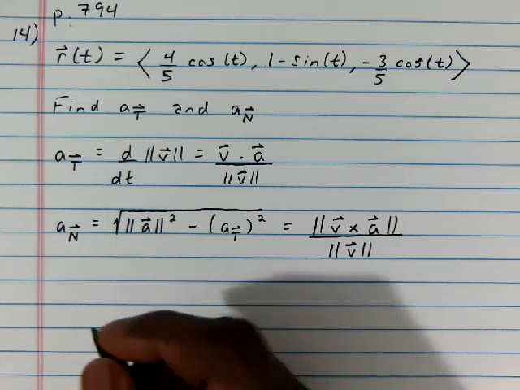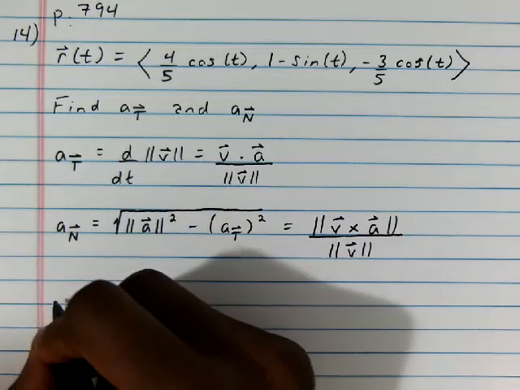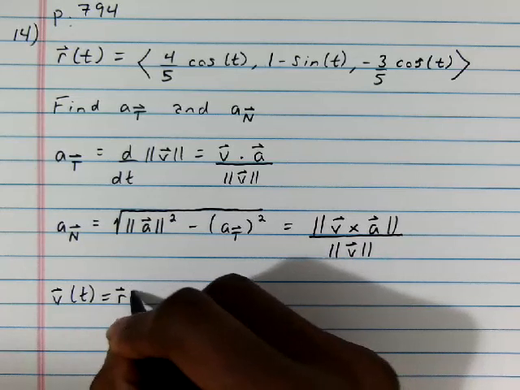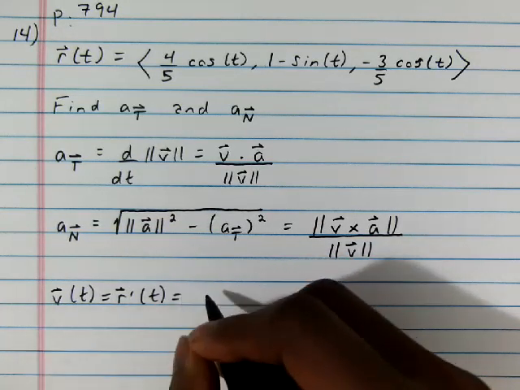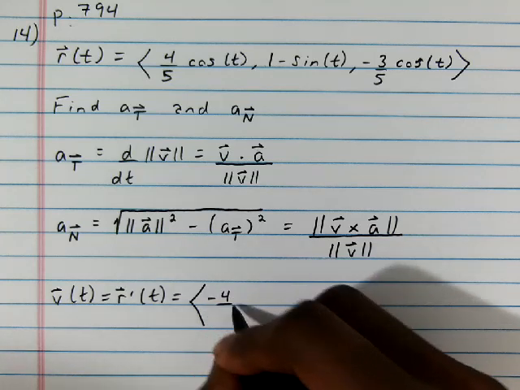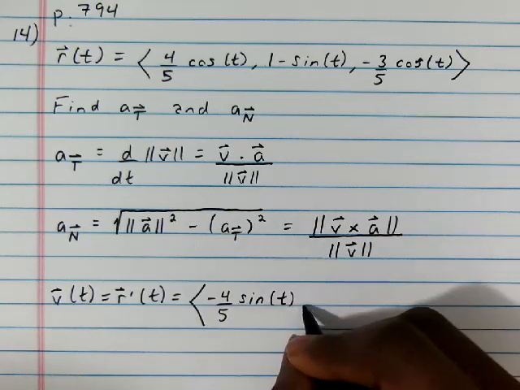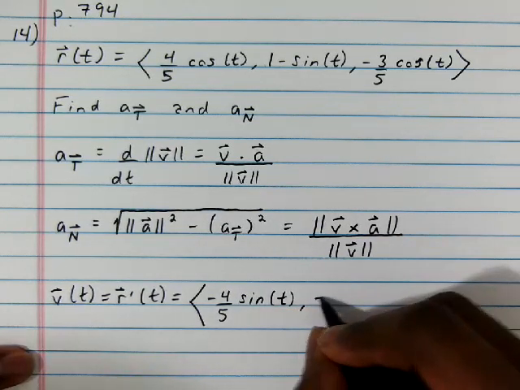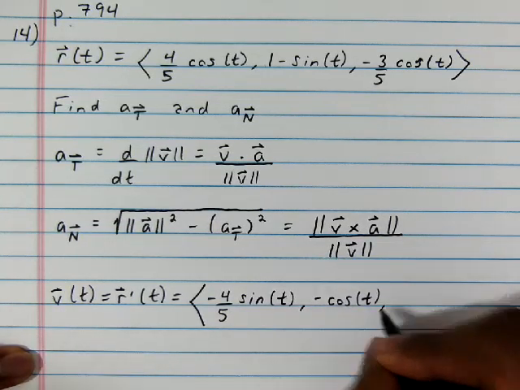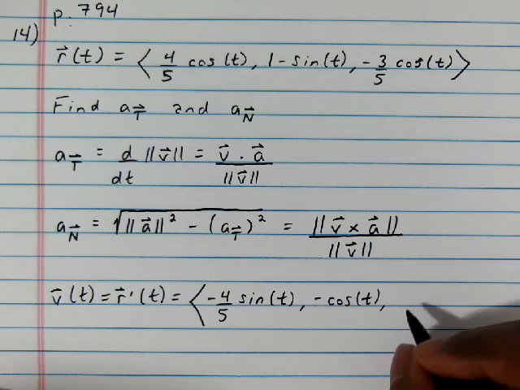So now our r of t was given, but we need v of t. So we need r prime of t. So v of t, which of course is r prime of t, equals negative 4/5 sine of t, and then negative cosine of t, and then our last one is 3/5 sine t.